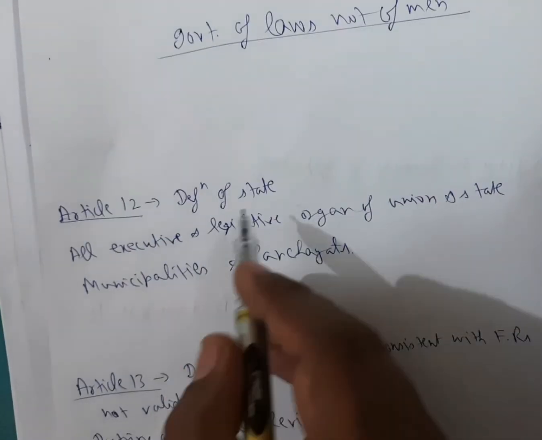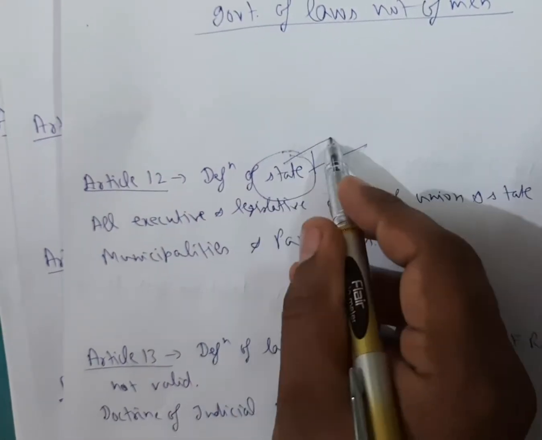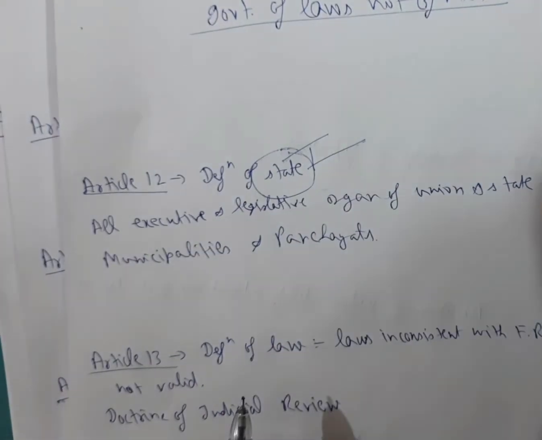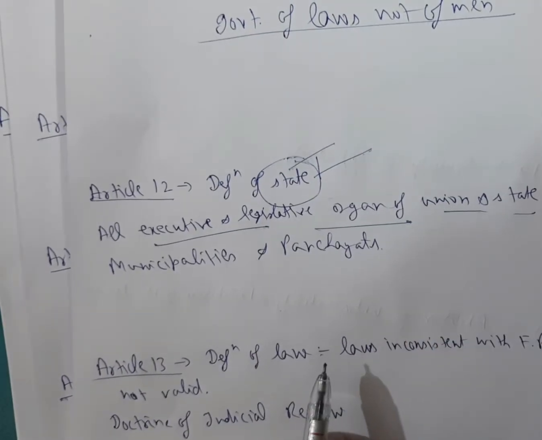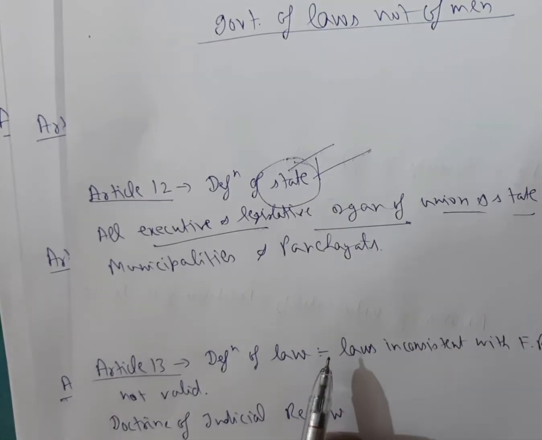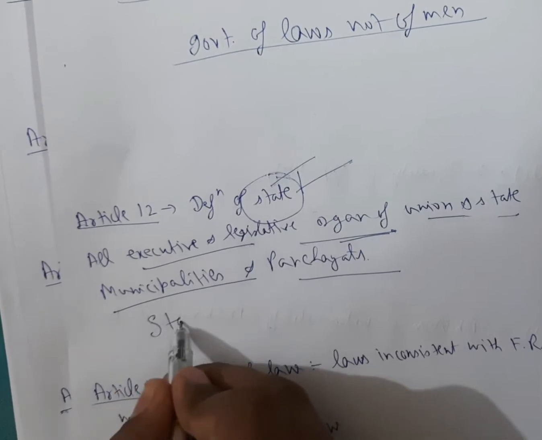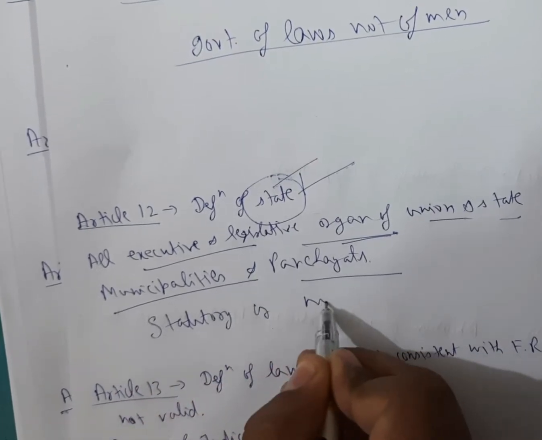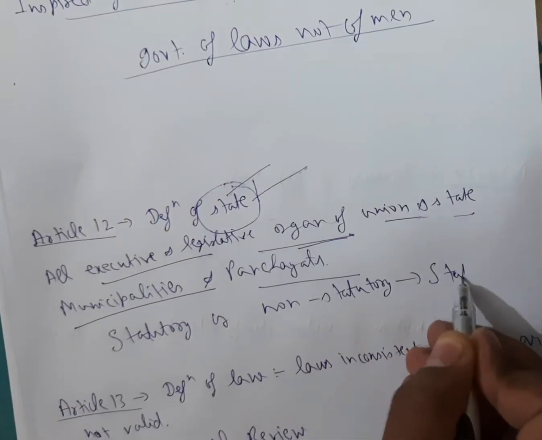So article number 12 is just the definition of the state. So first of all, what is state? The state is any executive or legislative body, organ of union or state. It can be the subject of a union or a state. As well as municipalities, panchayats, and statutory or non-statutory bodies are also in the ambit of state.